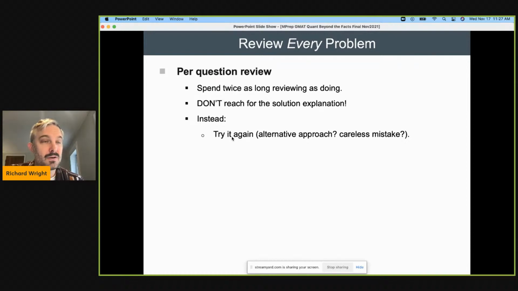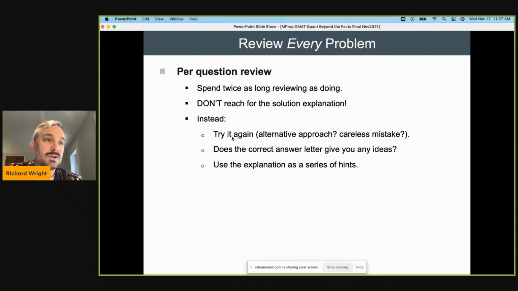If you got a problem wrong, try it again with no time limit. Right? See if you can get it right with no time limit. Then check the answer, and just knowing the letter of the answer, if it's still wrong, can you back into the right answer? Can you figure out, okay, I know C's right. That's not what I picked. Can I back in and figure out why C is the right answer?